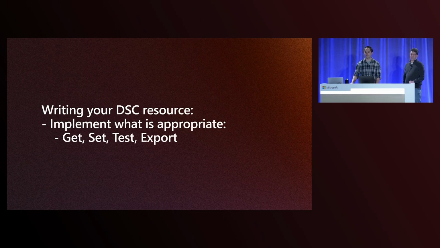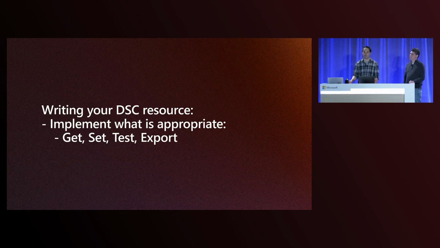Another difference between v2 is that, obviously, you've seen the demo. We have an export capability now, which didn't exist before. But also with get, set, and test, you're not required to implement all of these. You just implement what's appropriate for your resource. Now, obviously, if you implement more, your resource will be more useful.